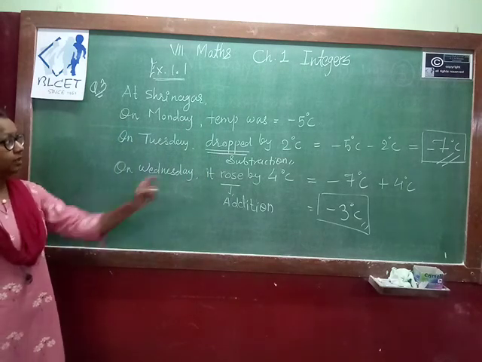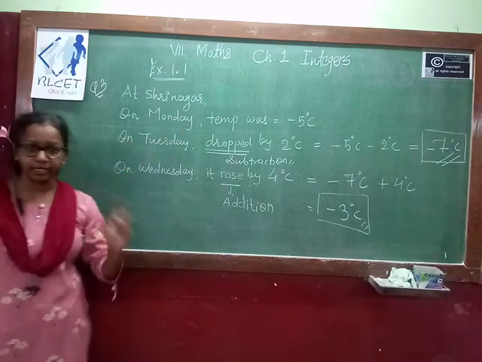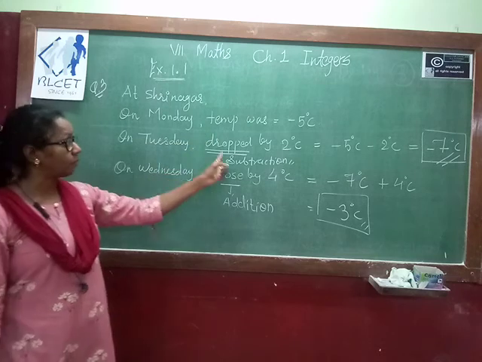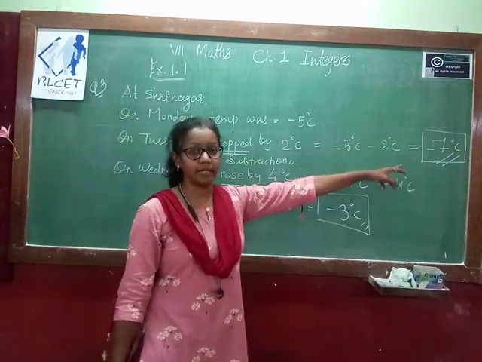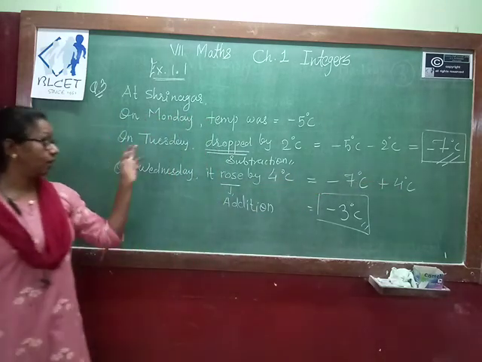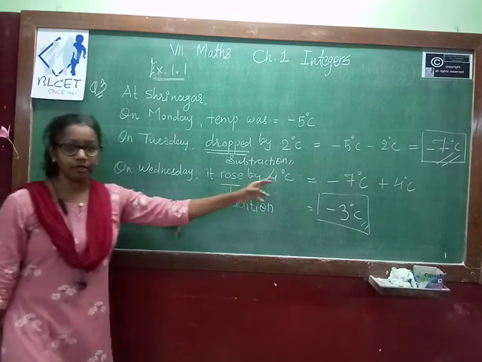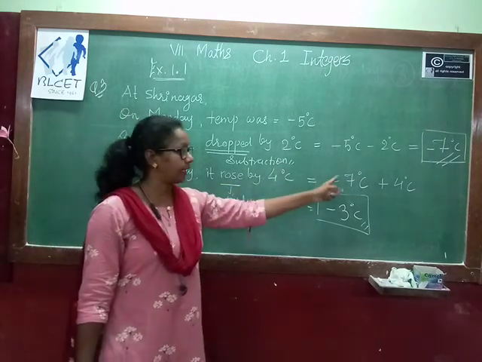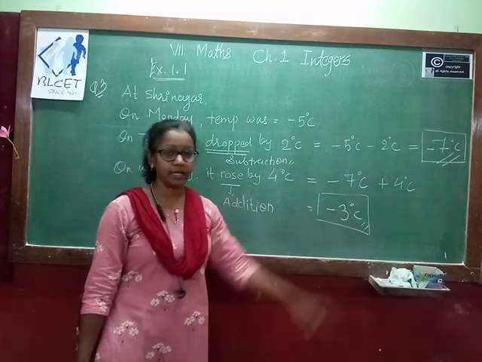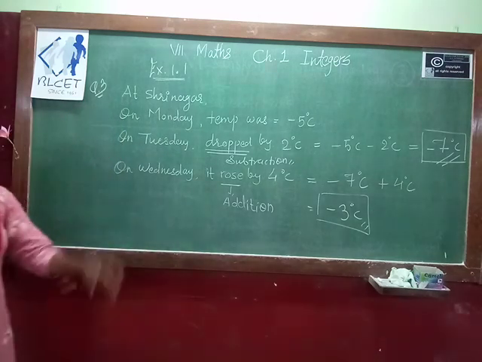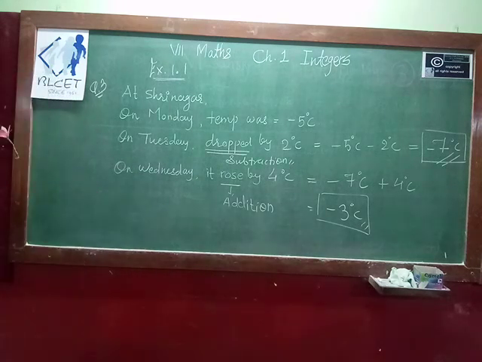Again I am repeating the question. At Srinagar on Monday the temperature was minus 5 degree Celsius. On Tuesday it dropped by 2 degree Celsius, so we have to do subtraction. Minus 5 minus 2 will give you minus 7 degree Celsius. So on Tuesday the temperature was minus 7 degree Celsius. On Wednesday it rose by 4 degree Celsius, means increase. So minus 7 degree plus 4 degree will give you minus 3 degree Celsius. So on Wednesday the temperature was minus 3 degree Celsius. So this way we can solve question number 3.